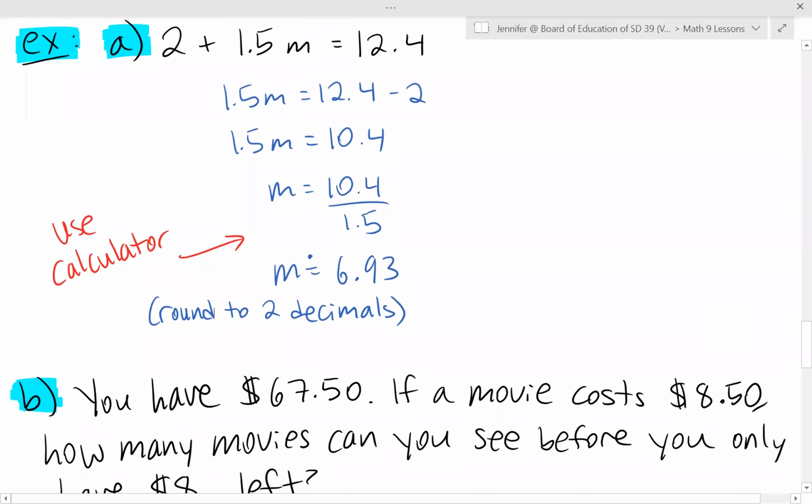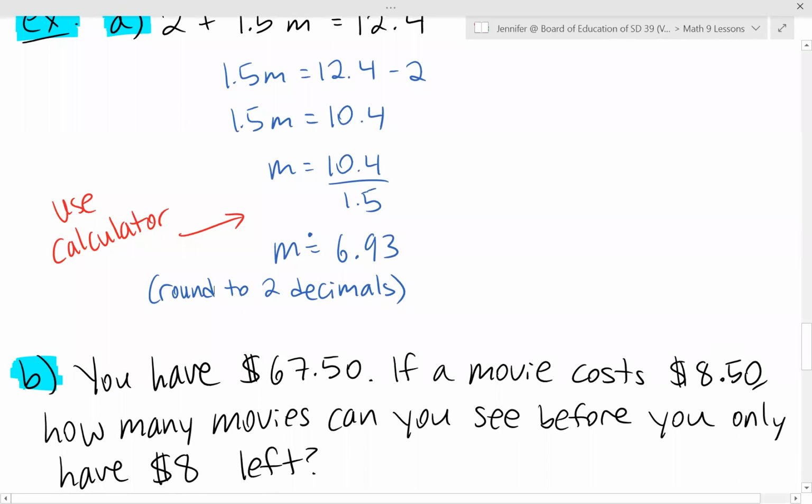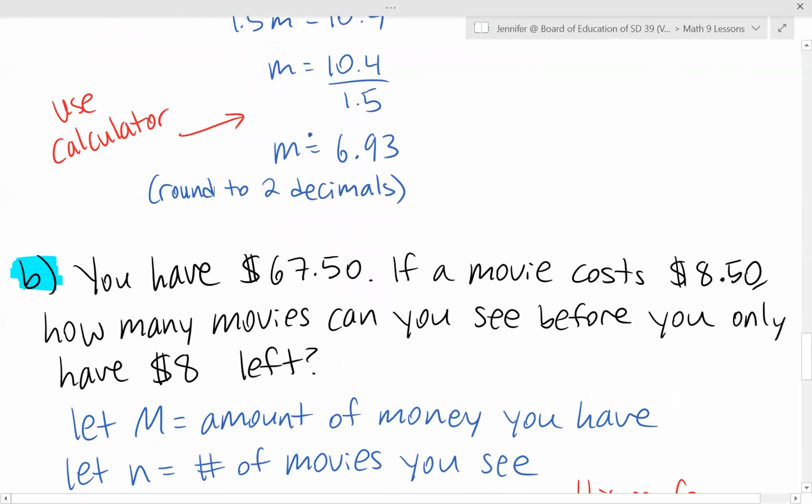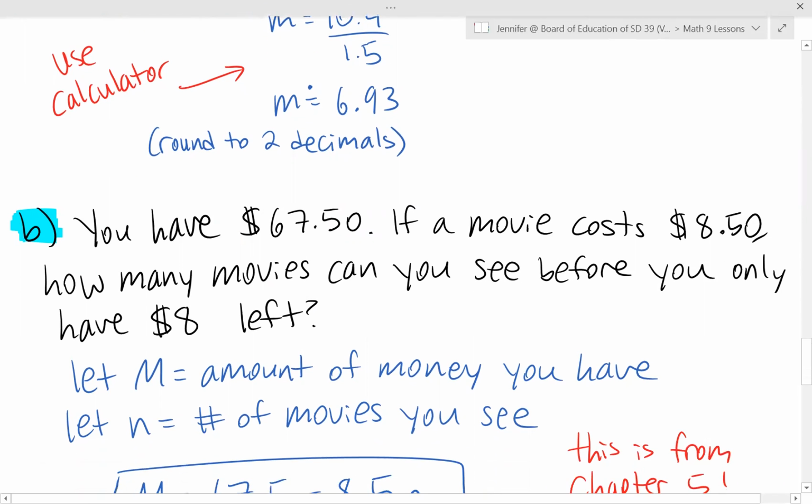You also will see some word problems. This is very similar to chapter 5. You need to be able to create the word problem, and then now you're going to also solve for it. So imagine you have $67.50. If a movie costs $8.50, how many movies can you see before you only have $8 left? So the variables we're going to use, m will be the amount of money you have, and n will be the number of movies that you see.